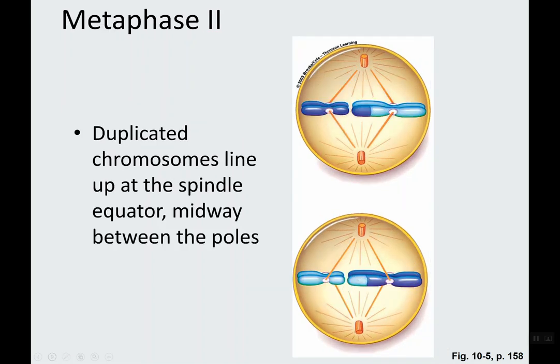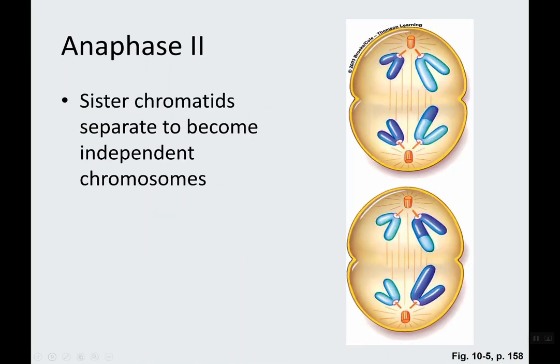So, duplicated chromosomes again line up at the spindle, midway between the poles. And in anaphase, this time the sister chromatids are separated. So now the duplicated chromosome is no more, and we've got one chromatid moving to one end and one chromatid moving to another. And remember, these two sister chromatids have the same genes on them, but different alleles. So for example, this one has a little foot that is the result of recombination.